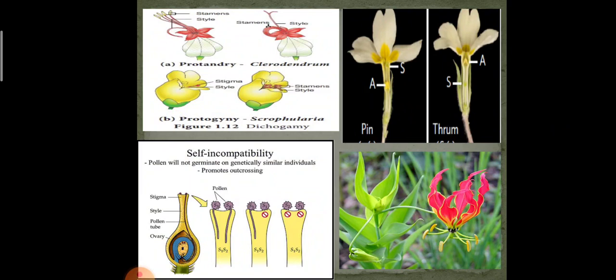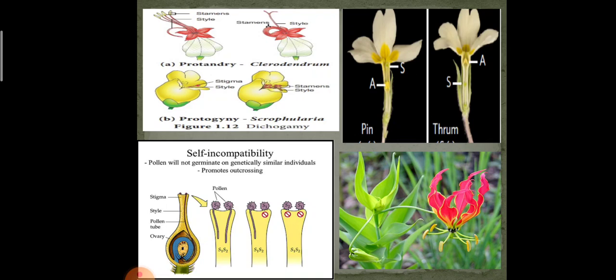First, we can observe the formation of unisexual flowers. We know that there are types of flowers like staminate flower and pistillate flower. So the presence of only a single sex is known as unisexuality. B, dichogamy. Dichogamy indicates that the flower is bisexual, but the flower shows protoandry or protogyny.